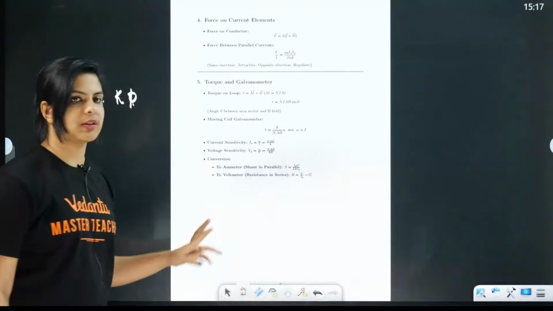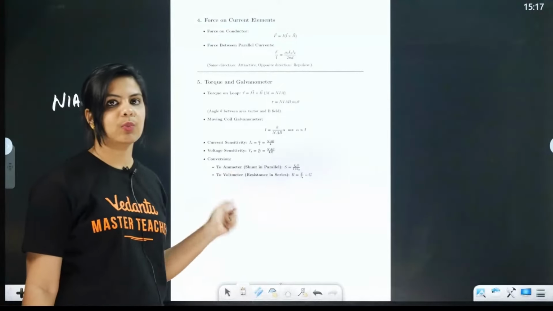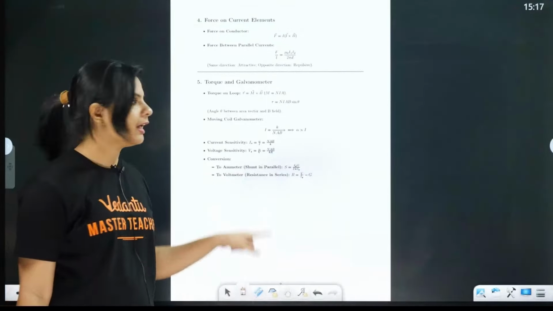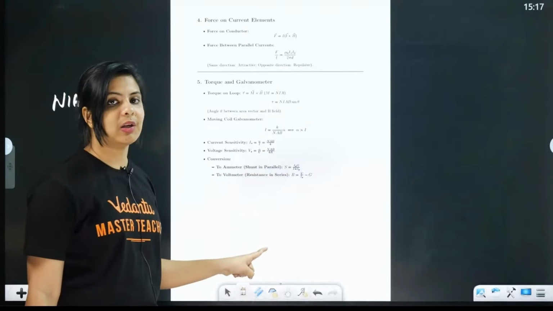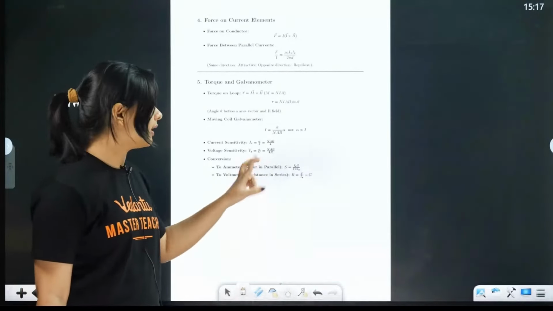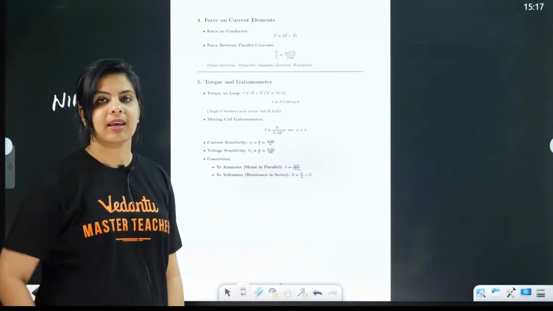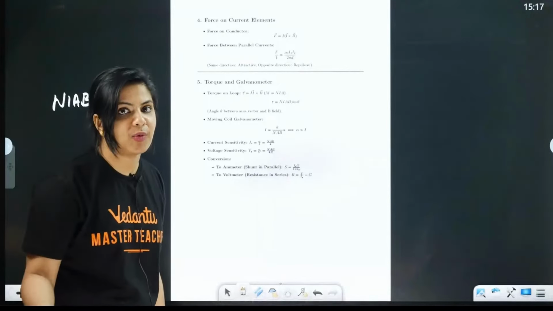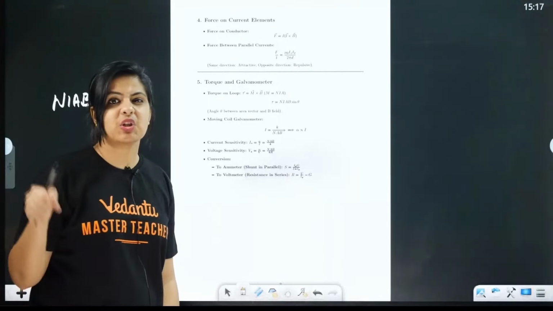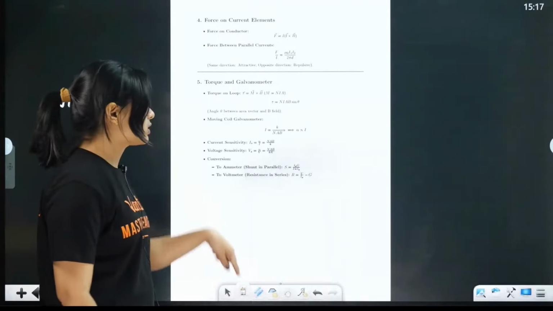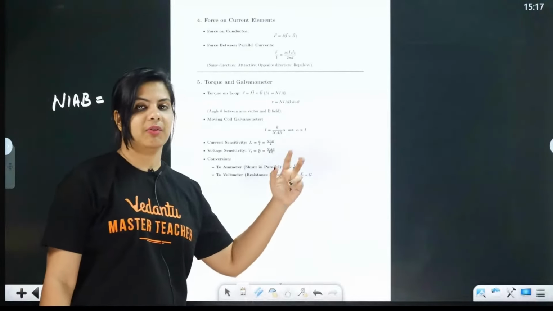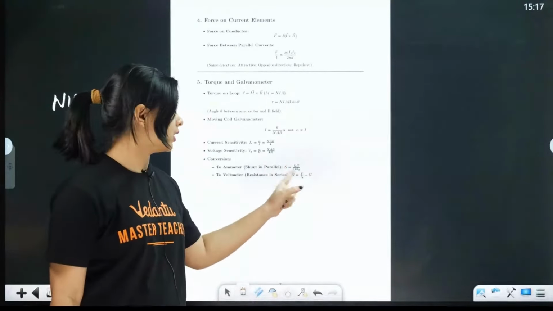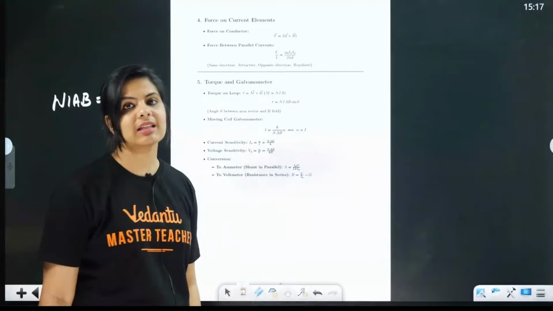Next, conversion. If we need to convert a galvanometer into an ammeter, we will connect a shunt resistance. Correct? So the value of the shunt resistance is IG G divided by (I minus IG). Capital G is the resistance of the galvanometer, and IG is the current passing through the galvanometer. Next, to convert to a voltmeter, we add a resistance which is V by IG minus G.